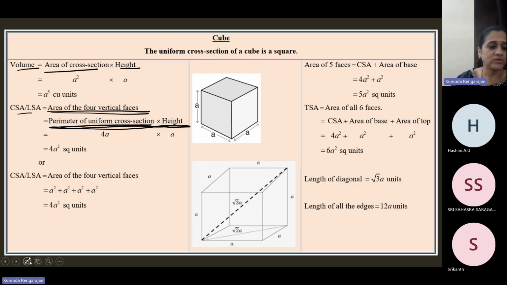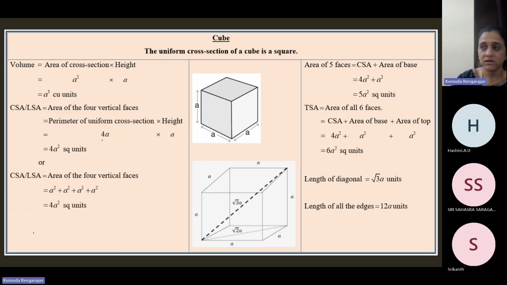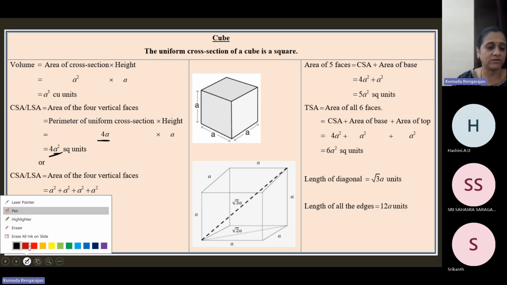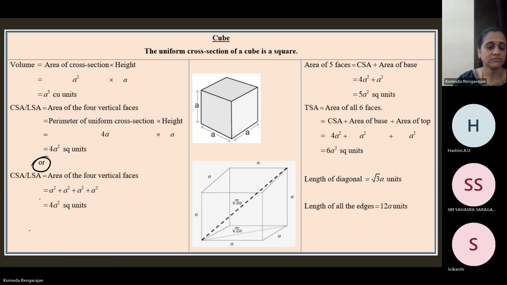So what's the perimeter of a square? 4A. A plus A plus A plus A, 4A. Into height A, so 4A square. This is the other way of understanding 4A square, LSA or CSA. One way of understanding is like this. See, you can see an OR here. These are 2 different ways of understanding the curved surface area or the lateral surface area.